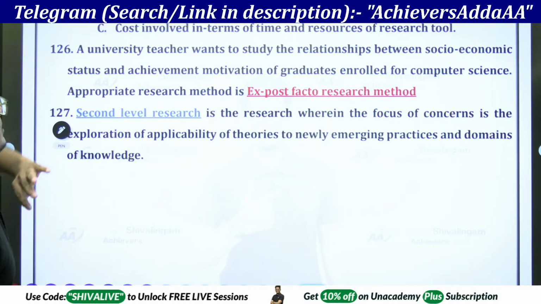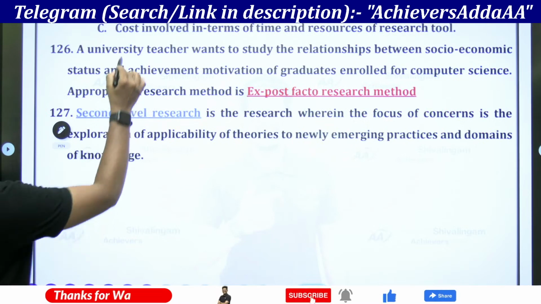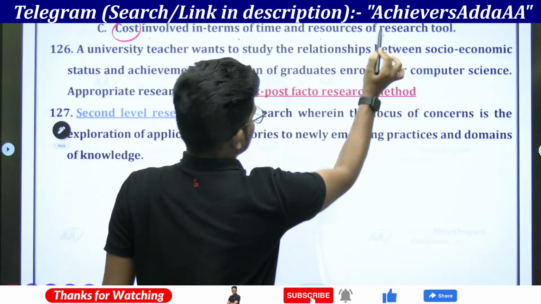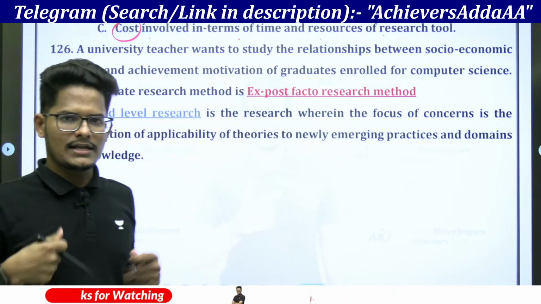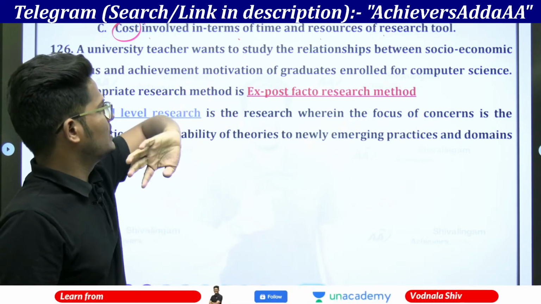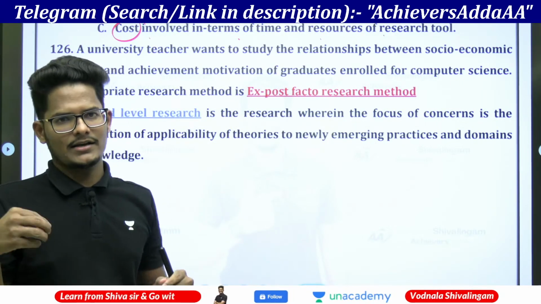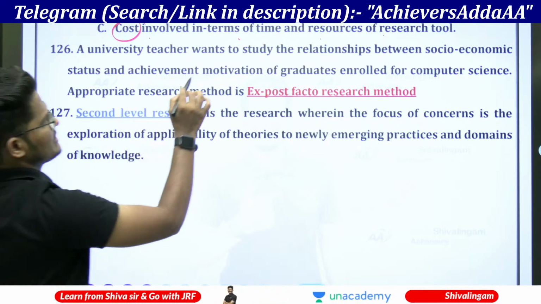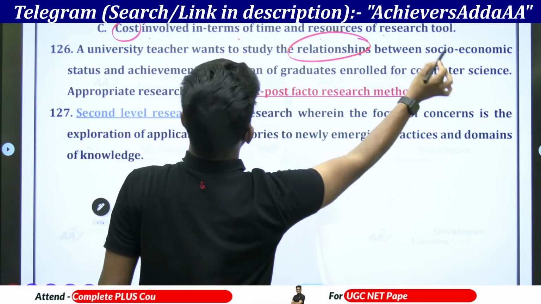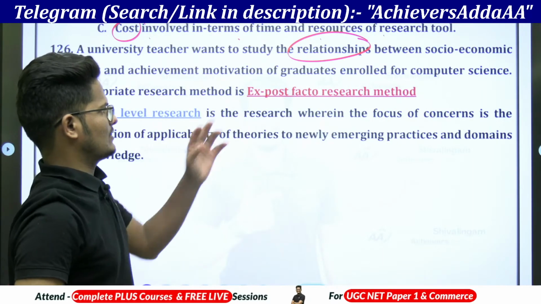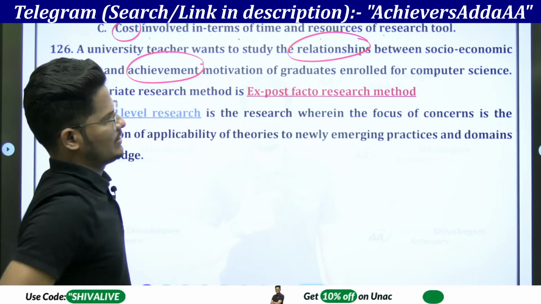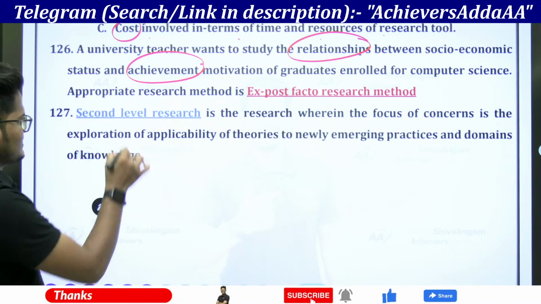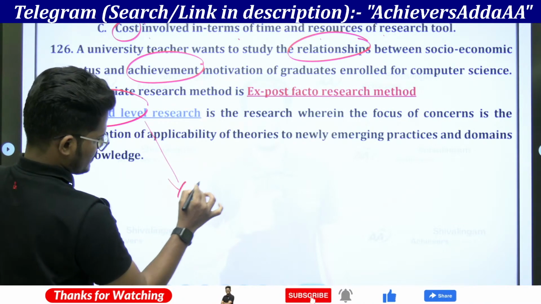Next, cost, or budget, is also important. The third parameter for research is cost, in terms of time and resources, the amount of investment, the time that you need to put in the research, and the availability of resources for data collection and all, that is also important. Next, last two: a university teacher wants to study the relationship between socio-economic status and achievement. Again, ex post facto, because achievement has already happened, already completed. And second level research is nothing but applied research.